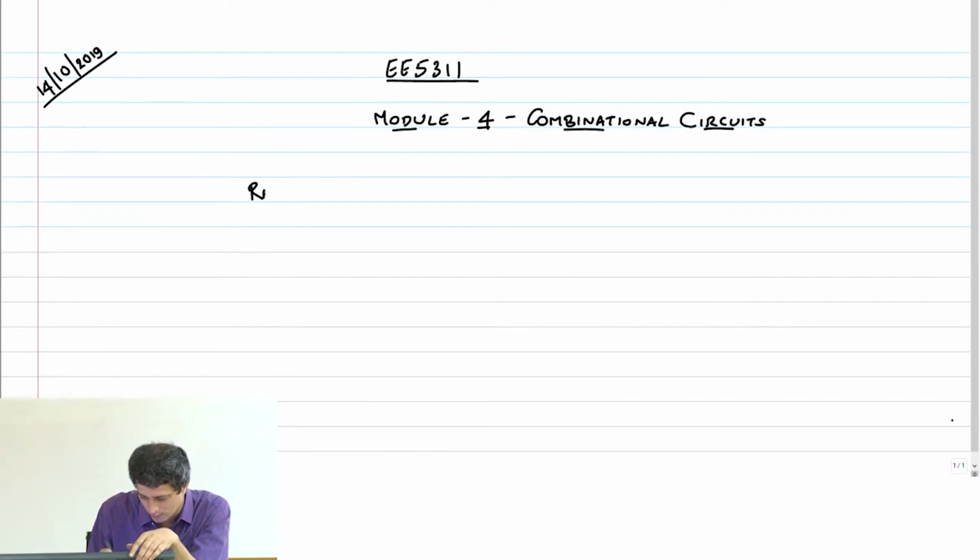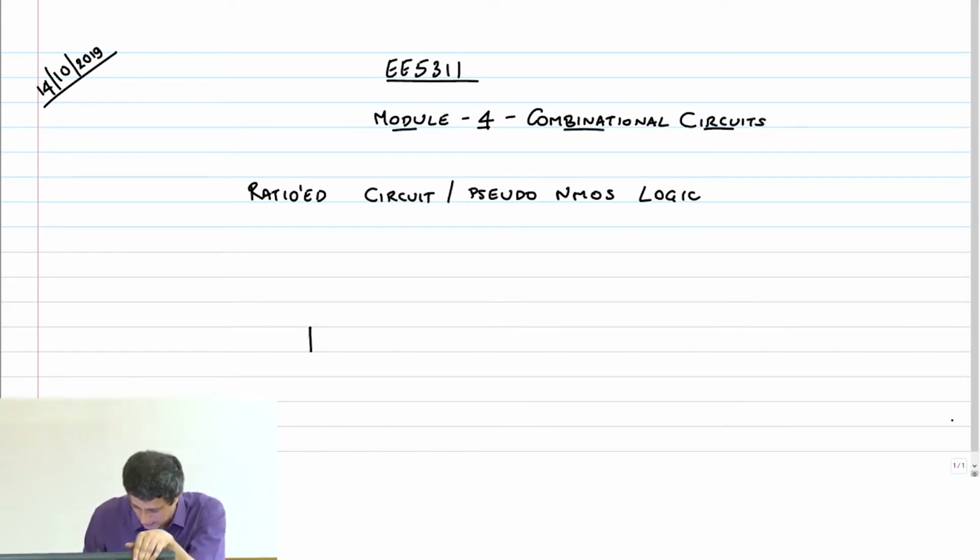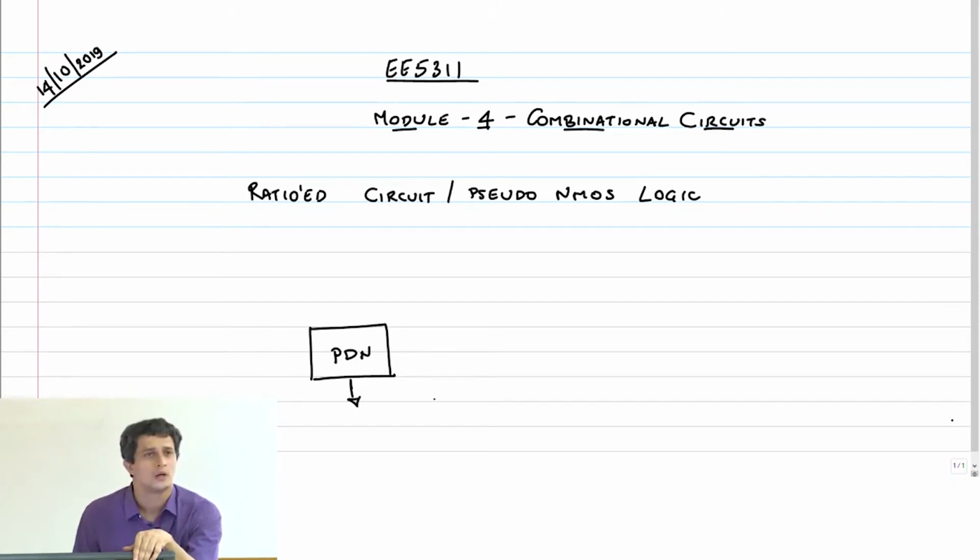Last class we were discussing the idea of doing away with the PMOS stacks entirely, and therefore we came up with the idea of a ratioed circuit, or pseudo NMOS logic. The basic idea was very simple. You have a pull down network which is only NMOS transistors to ground. The PMOS transistors you replace by a permanently on PMOS transistor.